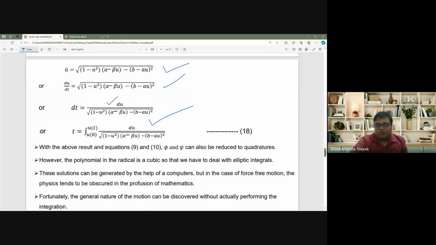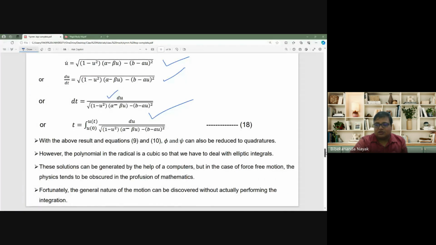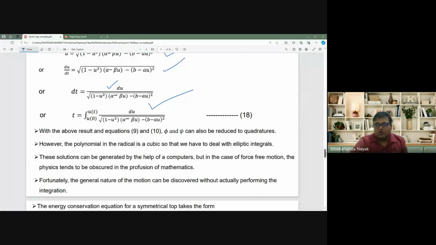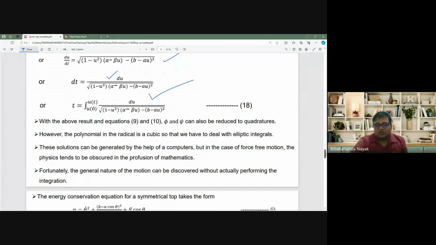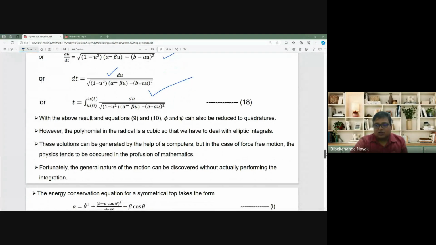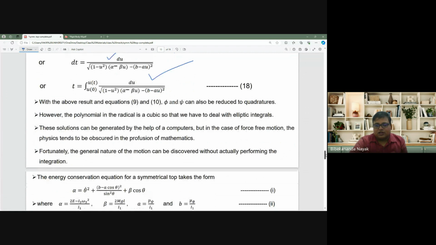With the above resultant equation 9.10, 5 can also be reduced to quadrature. However, the polynomial in the radical is cubic, so we have to deal with elliptic integrals. These solutions can be generated by computers, using different software, and the general nature of motion can be discovered. We are unable to get a general solution through this mathematics, so we have to use a computer to solve it.